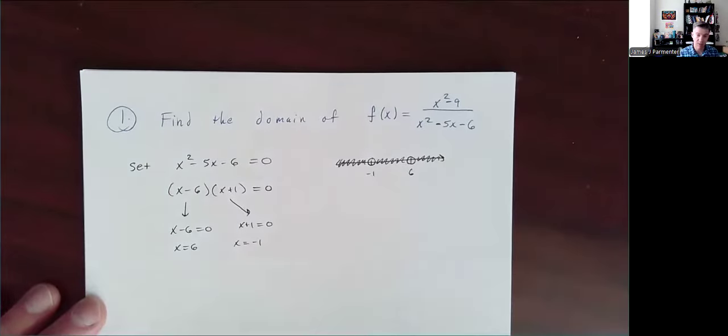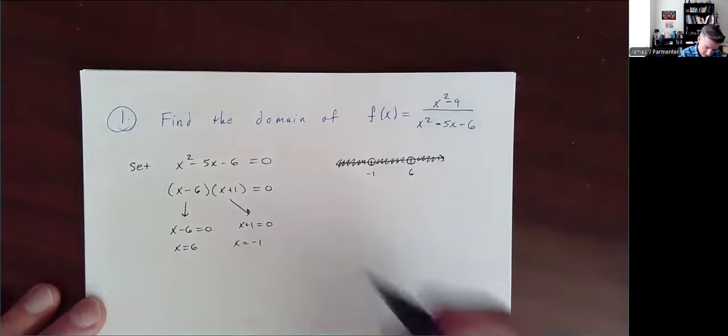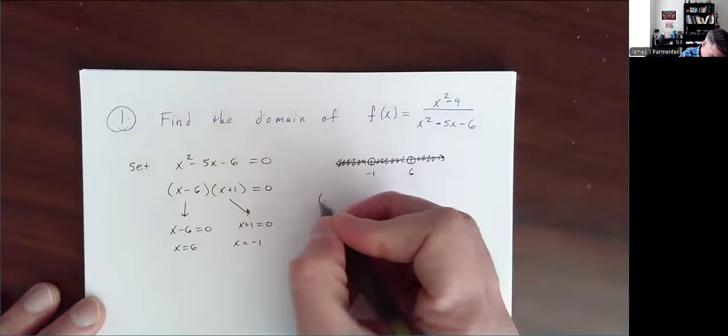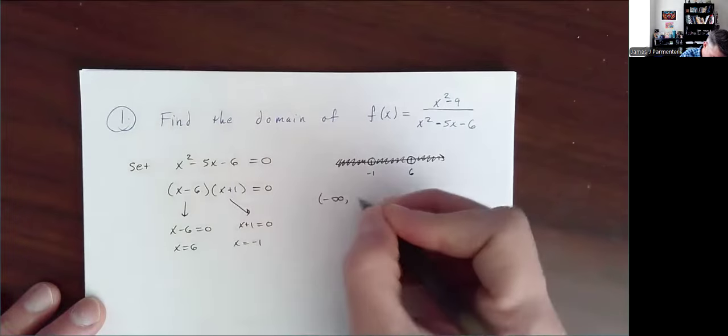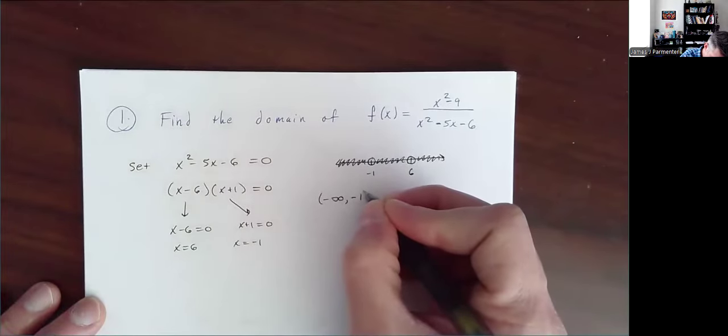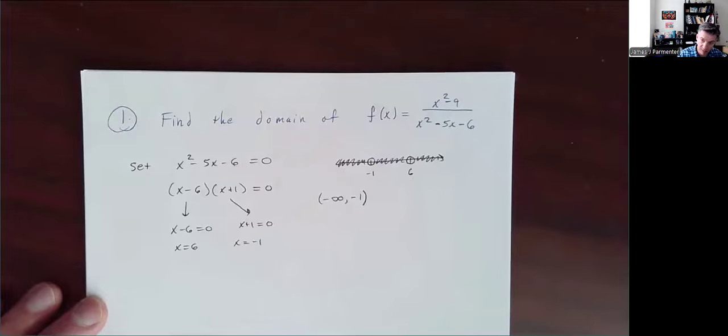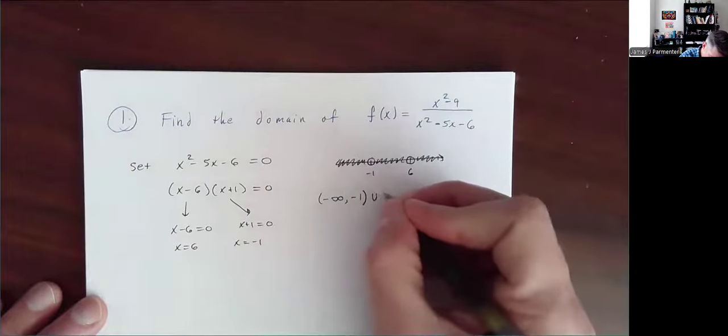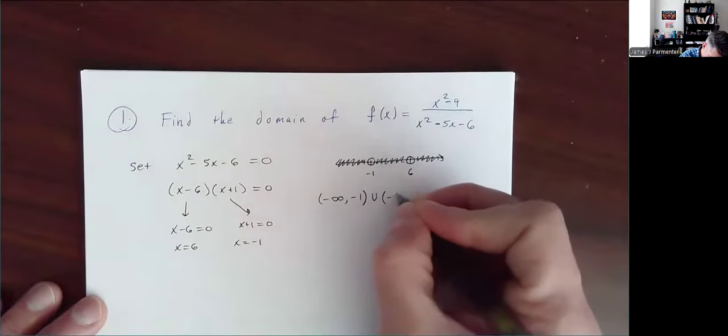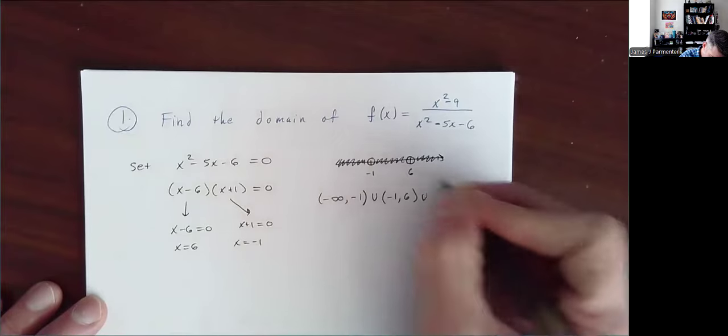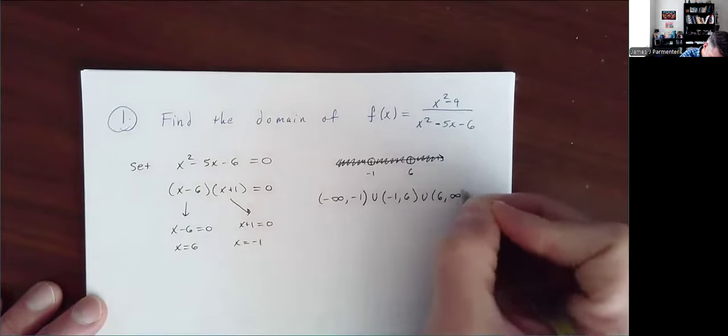The way we write that, and you always want to write it from left to right. So starting over here on the very left at negative infinity, we want everything from negative infinity up to almost negative 1, but we want to exclude negative 1, so we use a parenthesis. Union everything between negative 1 and positive 6. Union everything bigger than 6.